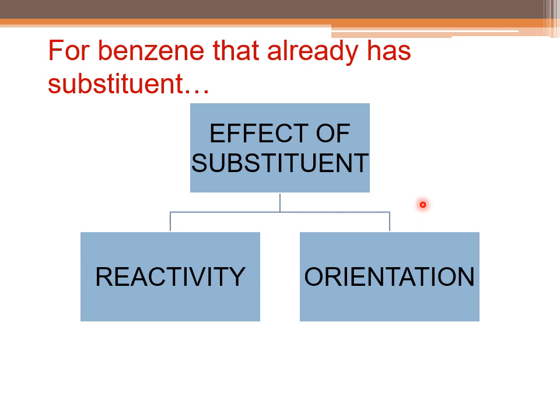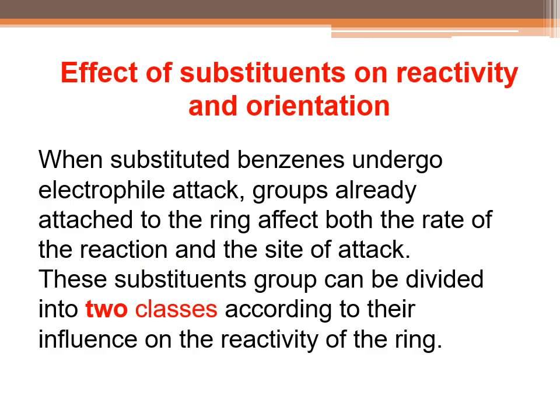For benzene that already has a substituent, the substituent will have a great effect on the reactivity and on the orientation. When benzene that already has a certain substituent undergoes electrophilic substitution, the group that is already attached to the ring will affect both the rate of reaction and the site of attack. So we're going to look at table 6.2.